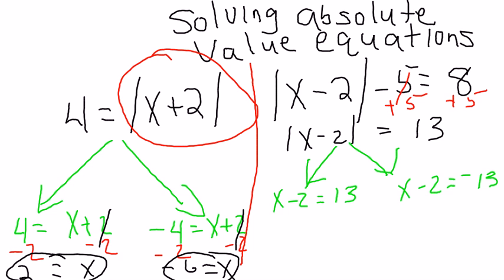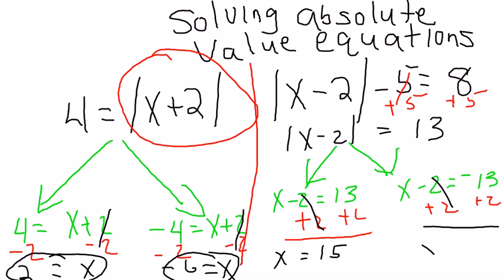So we essentially add 2 to both sides and simplify. In our example here, our negative 2 cancels out our positive 2, and we're left with x is equal to 15, because 13 plus 2 is 15. And in this example, we're left with x is equal to negative 11. Those are our two values.